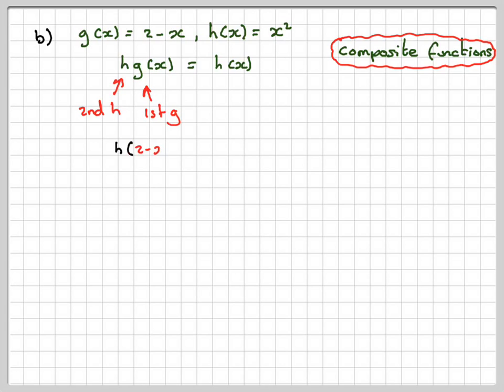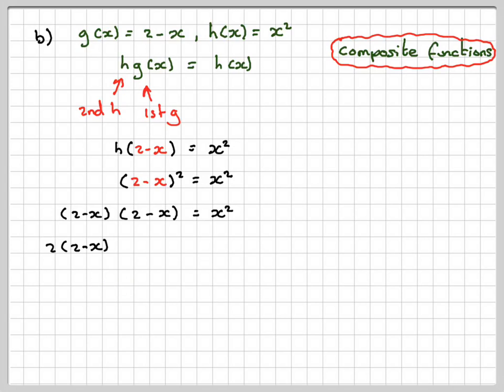So this now becomes h of 2 minus x is equal to x squared, because h of x is equal to x squared. H of 2 minus x means everywhere there's an x in here, we now replace it with 2 minus x. So this now becomes 2 minus x squared is equal to x squared. 2 minus x squared means 2 minus x times 2 minus x is equal to x squared.